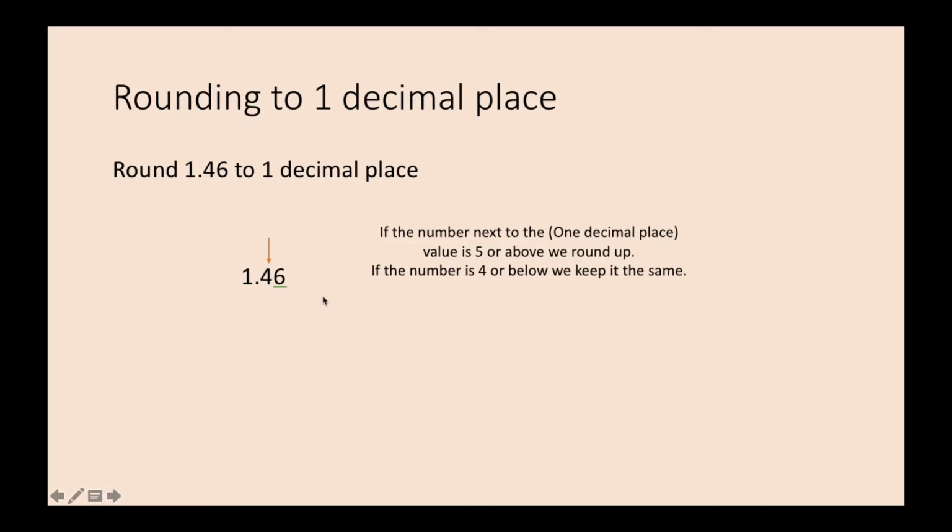If this number is 5 or above, we change this. If it's 4 or below, we leave this as it is. So as we can see, it is a 6. So we're going to round this 4 to a 5, and so our final answer is 1.5 to 1 decimal place.